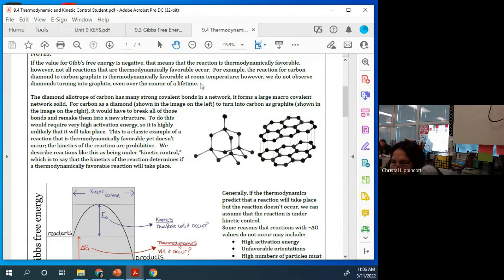Okay, it would have to break those bonds, these bonds in between here. It's going to have to break those bonds in order to have this happen. Okay, to do that, you have to have such a stupid amount of activation energy that it's really not going to take place. So this is a classic example of a reaction that is thermodynamically favorable, yet the kinetics of the reaction prohibit it. It's got to have so much activation energy that it's never going to happen.